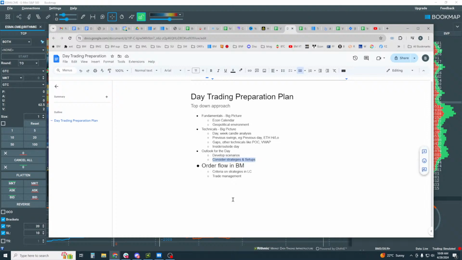Then we're going to consider our strategies and setups, and this is where the trading takes place, the order flow in Bookmap. We look at our criteria in the strategy. Does it make sense? Is the strategy or the setup aligned? If it is, then we have an opportunity. Then we cover criteria and our trade management. Trade management is a really important part.